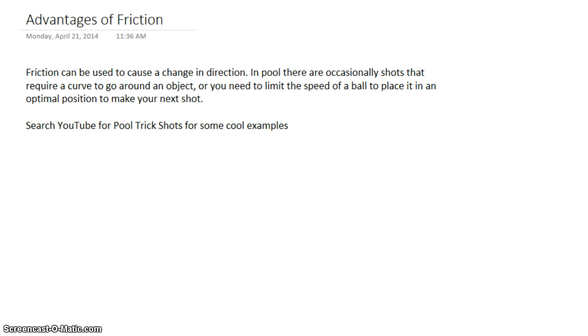Friction is not always bad. It can sometimes be an advantage. Friction can be used to cause a change in direction. In pool, there are occasionally shots that require a curve to go around an object, where you need to limit the speed of the ball to place it in an optimal position to take your next shot. Search YouTube for pool trick shots for some cool examples.